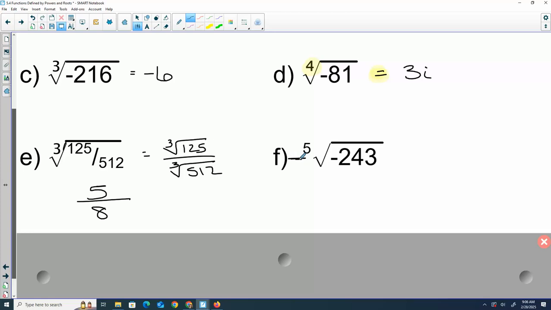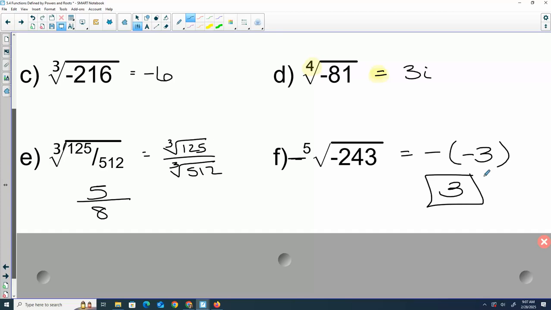F, I have a negative on the outside. That's essentially just saying -1 times my answer. What is the fifth root of -243? And two negatives make a positive. So we have the opposite of -3, or +3. Are we okay evaluating those on our calculator?